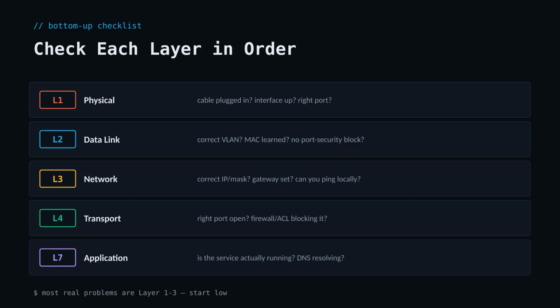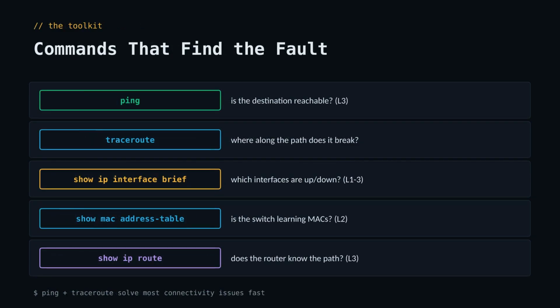Layer 4 is about reachability of the service itself. Right port open, no firewall or ACL in the way. And layer 7, finally, but is the service actually running? Is DNS resolving? Honest truth, most real problems live in layers 1 through 3, so start low and you'll close tickets faster. Now that you know which layer to interrogate, here are the commands that actually do the interrogating.